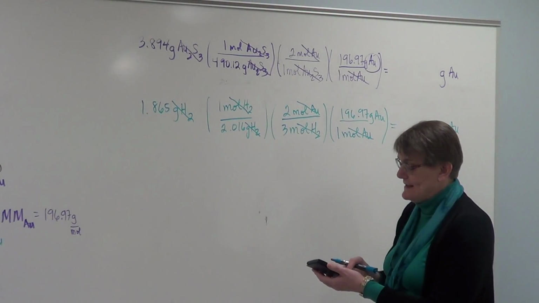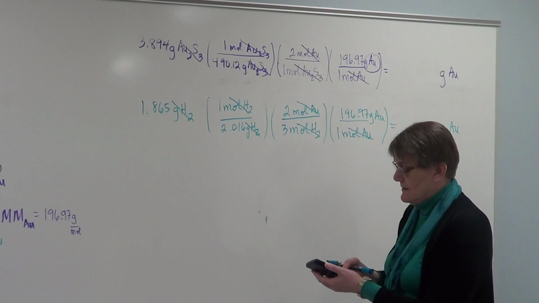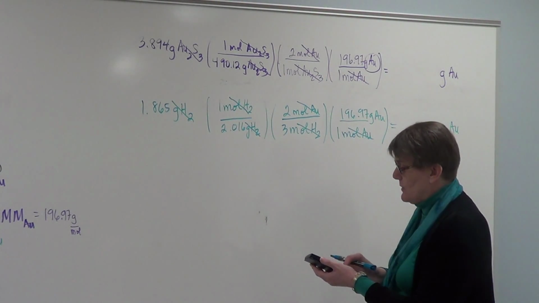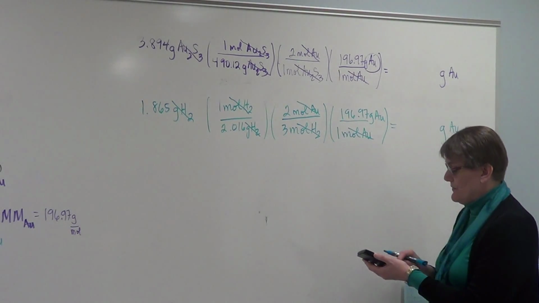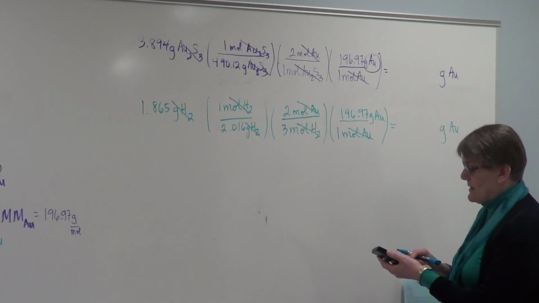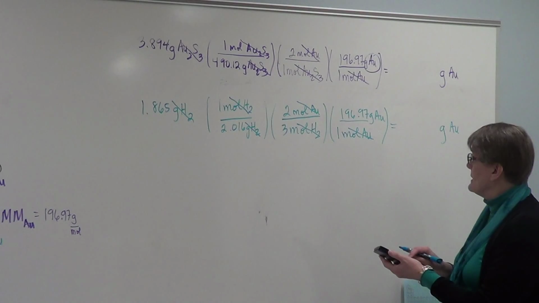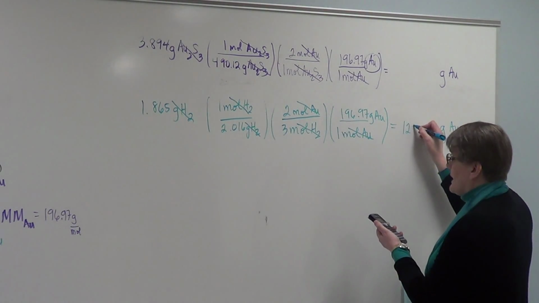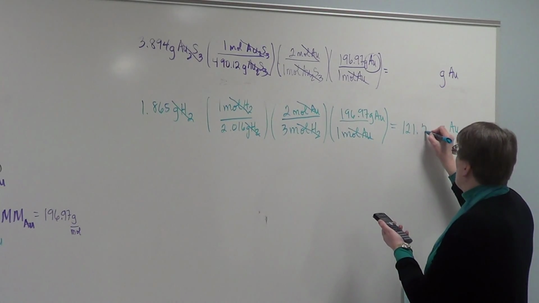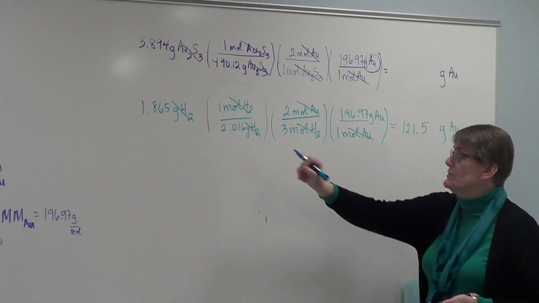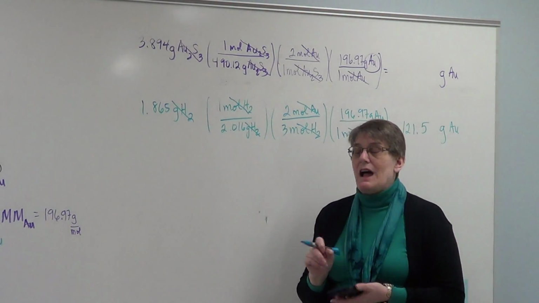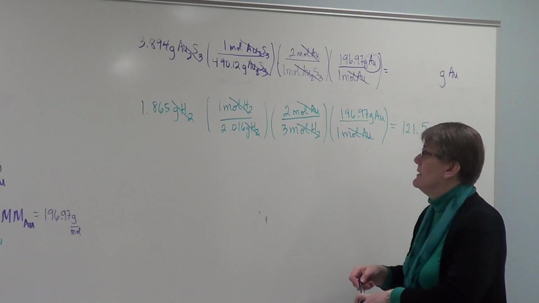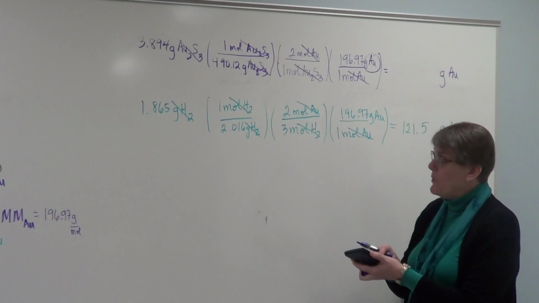So 1.865 times 1 divided by 2.016 times 2 divided by 3 times 196.97 divided by 1. I can get 121.5 grams of gold from my 1.865 grams of hydrogen.